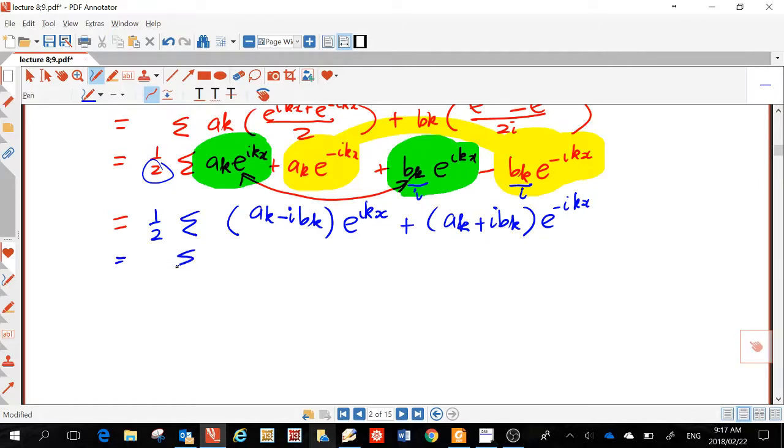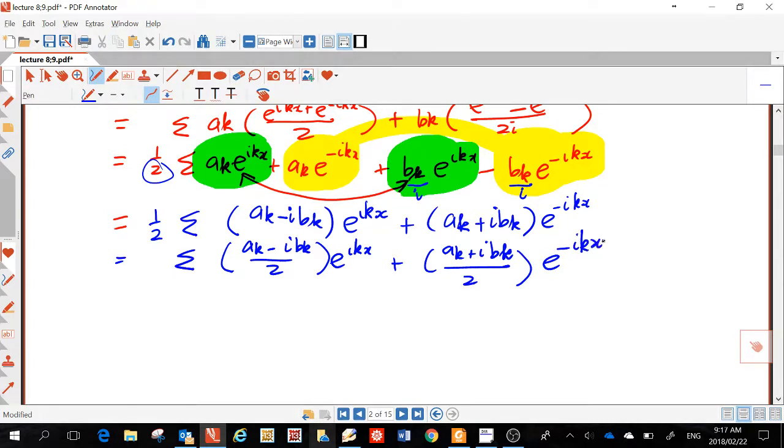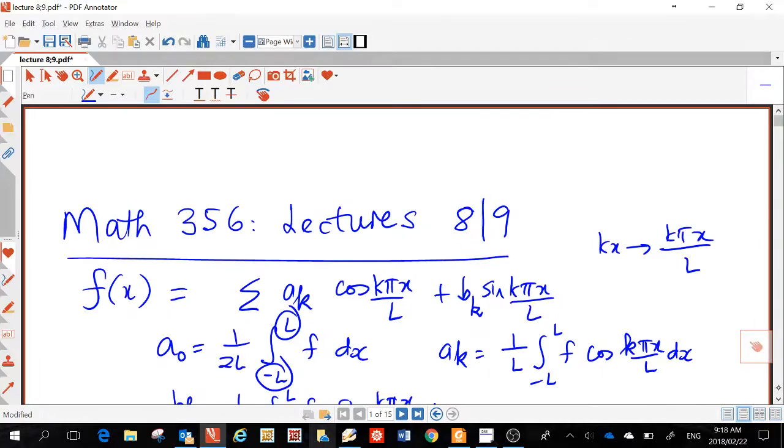Or just to make it into the shape that I want, let's rewrite that: (a_k minus i b_k) over 2 e^(ikx) plus (a_k plus i b_k) over 2 e^(-ikx). Nice thing is that there's no i in the denominator anymore. If I were to write this out, this goes from k equals 0 to infinity. If I take a_0, and k is 0, it'll be a_0 over 2 minus i b_0 over 2. Sorry, what happened there?